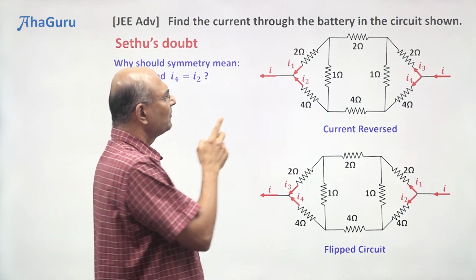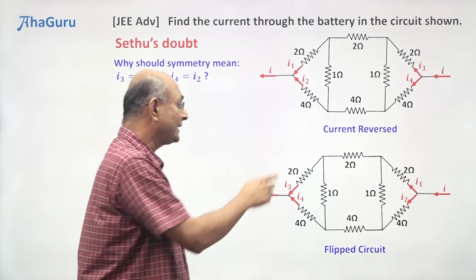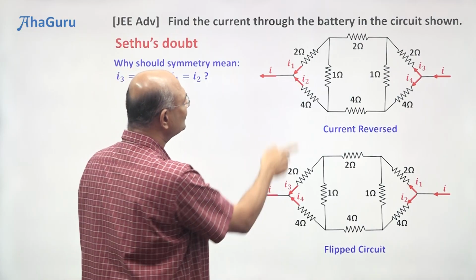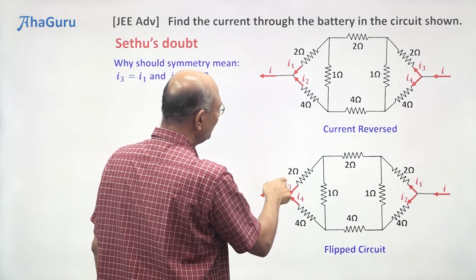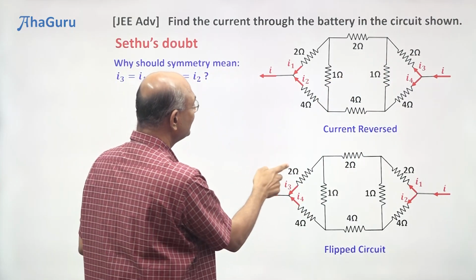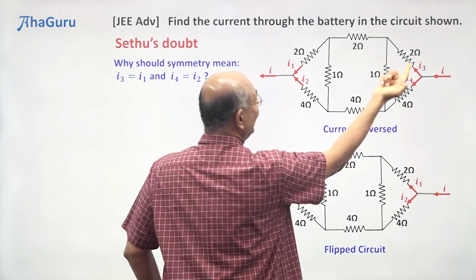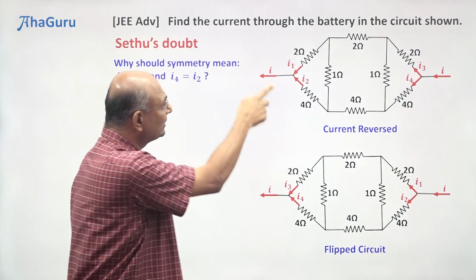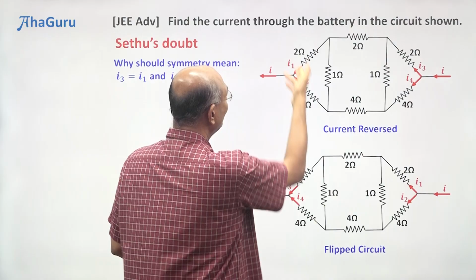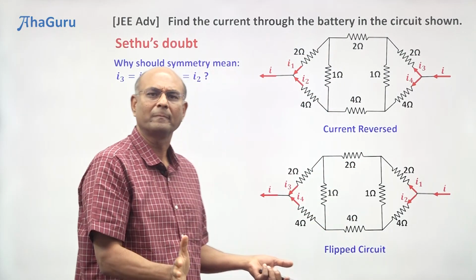Now, when I take the original circuit and reverse the current, this is how it looks. When I take the original circuit and flip it, this is how it looks. Let us look at these two. Because it's symmetric, you can see that this 2 ohms is actually that 2 ohms because it got flipped. But this 2 ohms and this 2 ohms look the same because it's symmetric. When that 2 comes here, this is how it looks. Notice these two circuits look exactly the same. 2, 2, 4, 4, 1, 1, 2, 2, everything is the same.